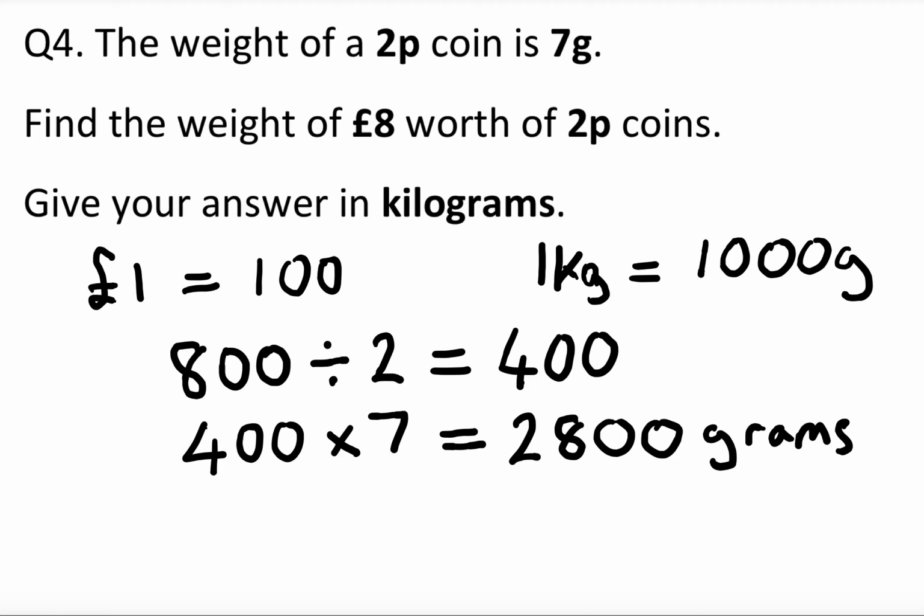So to get this answer in kilograms, we just need to move the decimal point 3 places to the left, like that. So the answer will be 2.8 kilograms. So there's your answer. So if you just go through the steps, you should be able to work it out. Make sure you get the units and understand the difference between grams and kilograms. There's 1,000 grams in a kilogram.